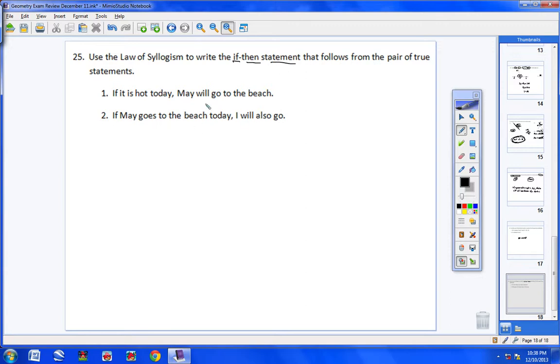So let's kind of use common sense here. If it is hot, May will go to the beach. If May goes to the beach, I will go also. So if it's hot, what's going to happen? May will go to the beach. And if May goes to the beach, what's going to happen? I'm going to go also. So I could say this. This makes total sense. If it is hot, then I will go to the beach.